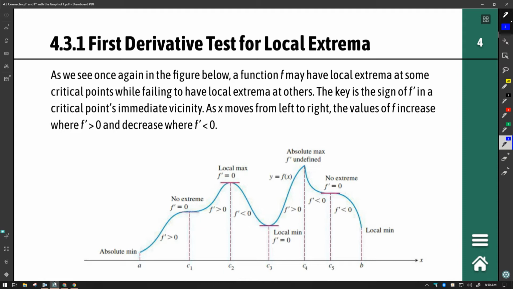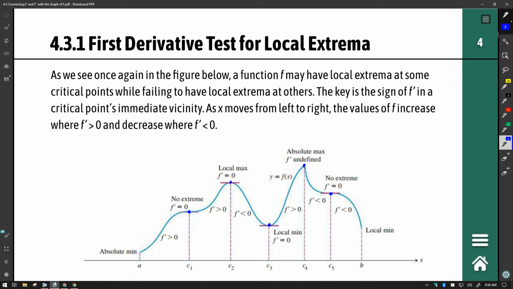The key piece is going to be the sign of f prime in a critical point's immediate vicinity. So as x moves from left to right, the values of f increase where f prime is positive and decrease where f prime is negative. Before we get too deep into this, let's take a look at the key features of the graph below. We have critical points every time that f prime is equal to 0 or f prime is undefined. Notice that those occur at all 5 of the c values. Here, here, here, here, and there.